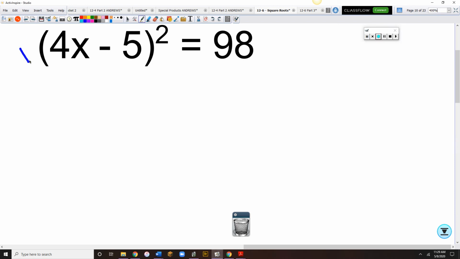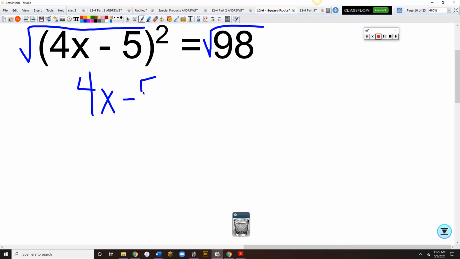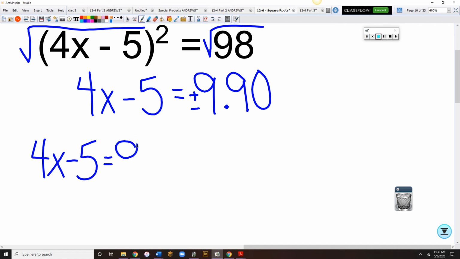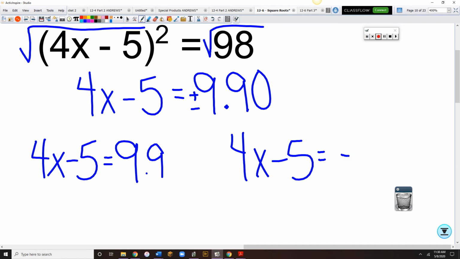Okay, square root both sides. 4x minus 5 equals, okay, the square root of 98 is 9.90 if I rounded it to the nearest hundredth. Okay, 9.90. And don't forget, plus or minus. Then I have to split this into 2 parts. 4x minus 5 equaling the positive 9.9, and 4x minus 5 equaling the negative 9.9, and then I have to solve each one of those.